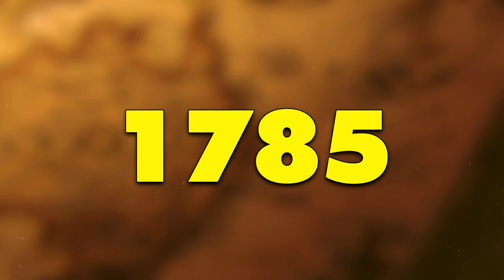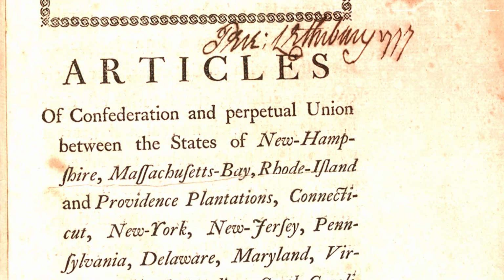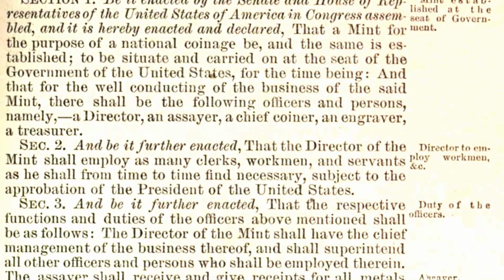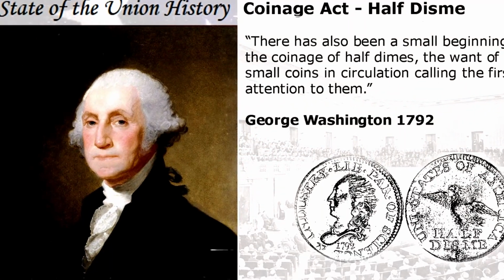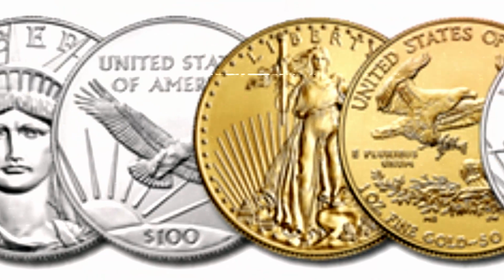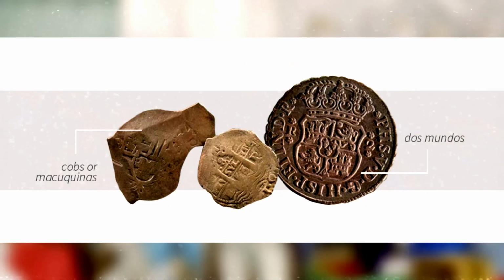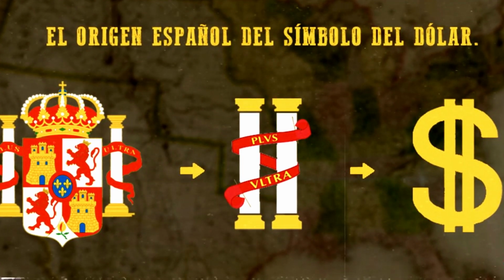In 1785, the Articles of Confederation gave Congress the power to regulate coinage, leading to the establishment of the United States Mint in 1792. The Coinage Act of 1792 established the dollar as the official currency of the United States, defining its value in gold and silver. Its foundation was based on the Spanish dollar, a widely accepted coin in circulation at the time.